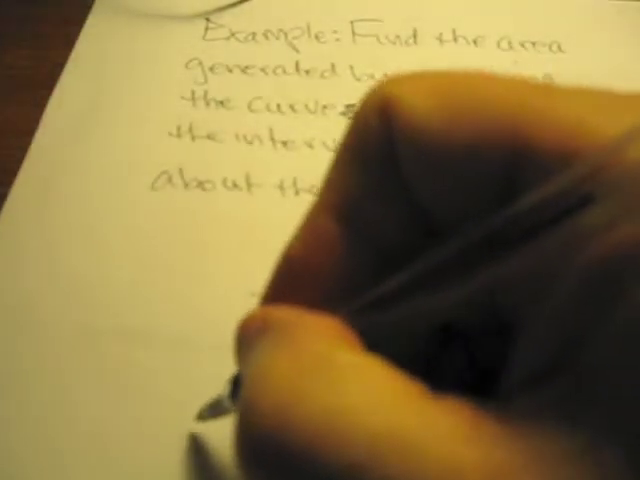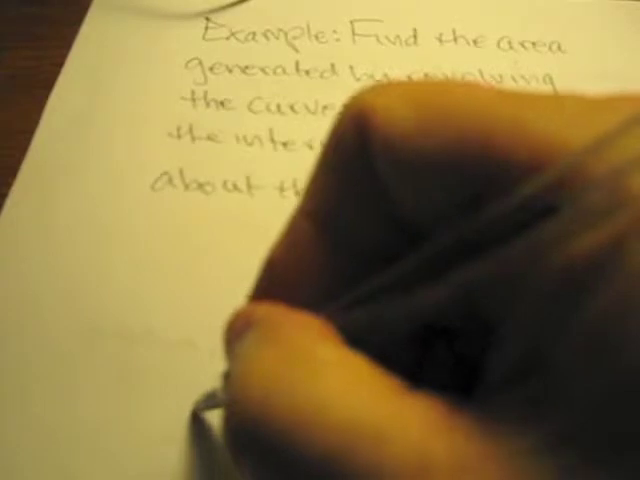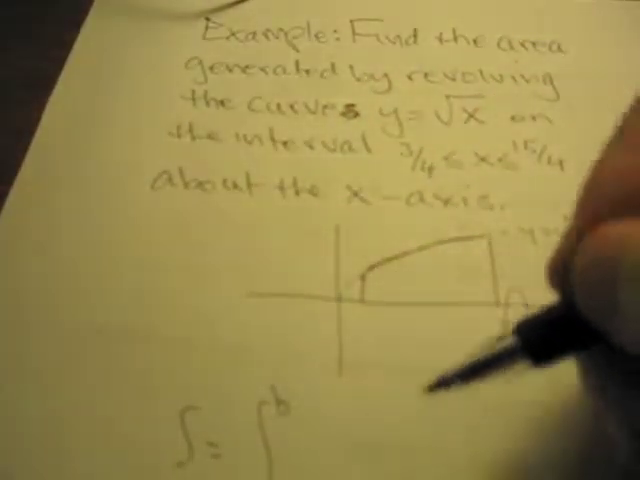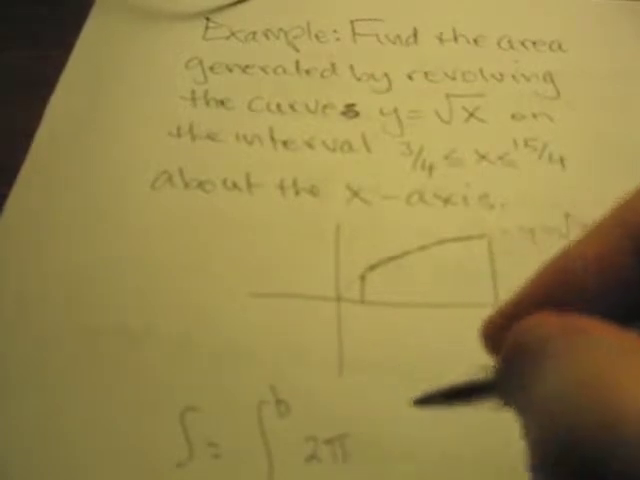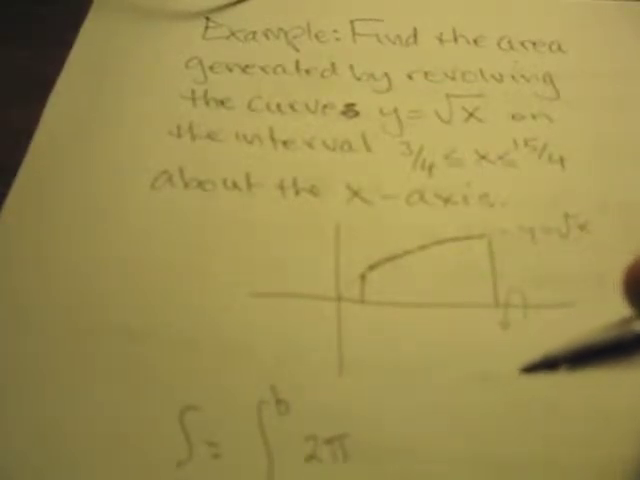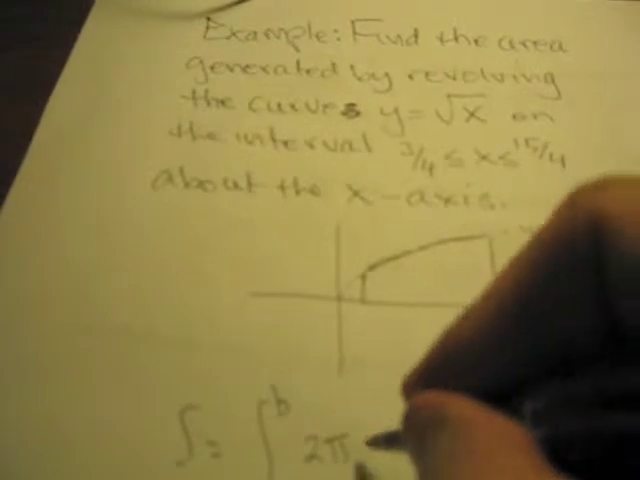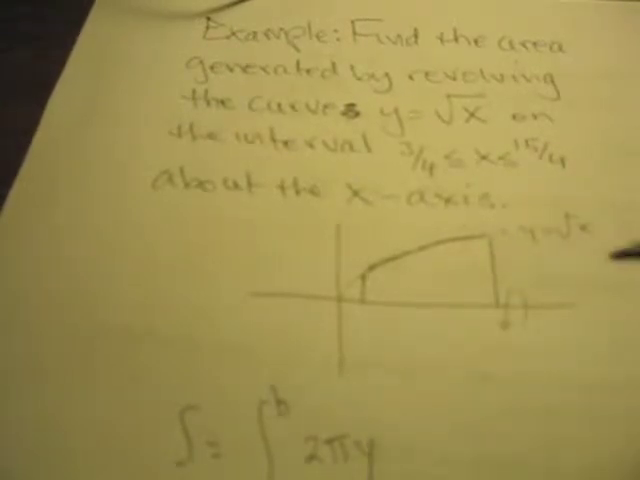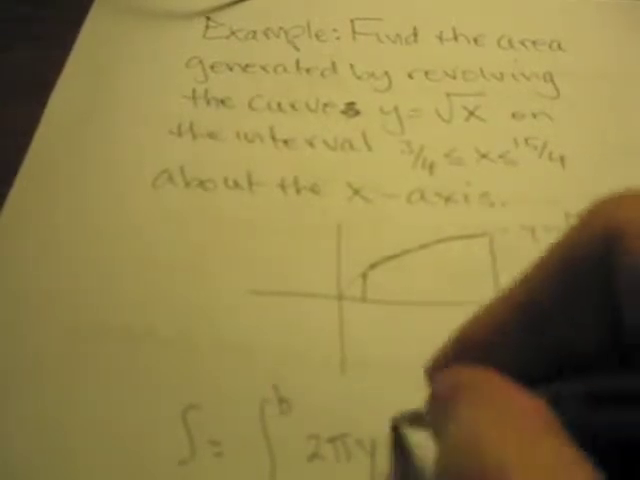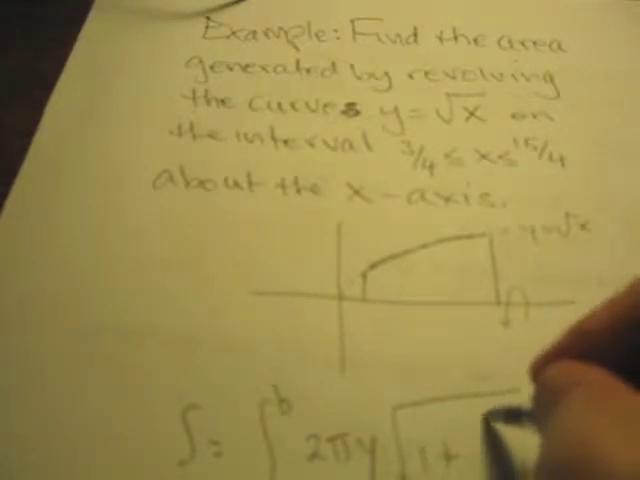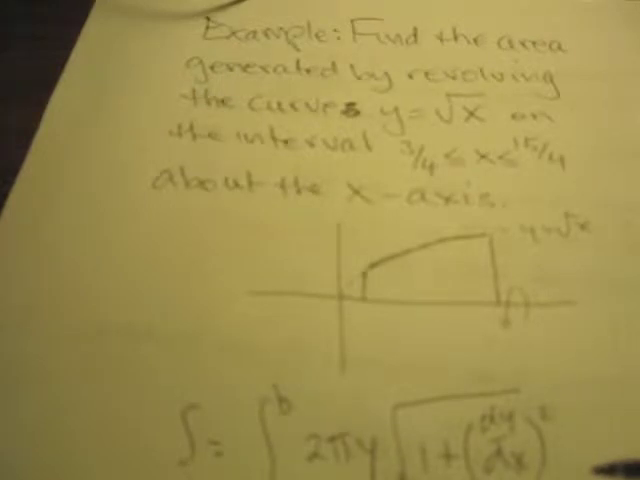Okay, the surface area is going to be given by the integral from a to b of 2 pi, and since it's around the x-axis, y, the square root of 1 plus dy on dx squared with respect to x. Okay, so that's our formula.